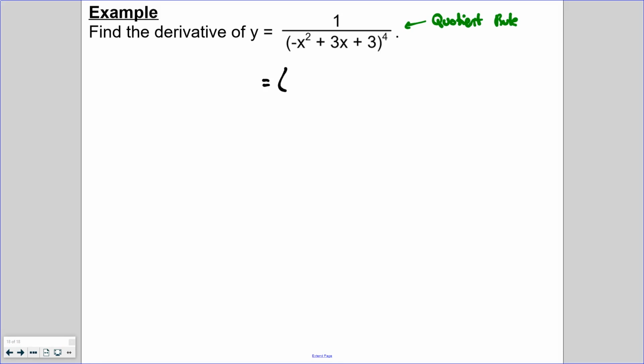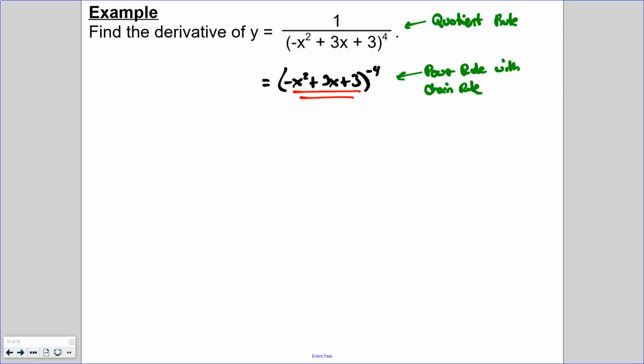I can rewrite this to be negative x squared plus 3x plus 3 raised to the negative fourth power. So that means I can bring the expression in the denominator up to the numerator if I make the exponent negative. And now I can use the power rule with the chain rule. So let's get to it.